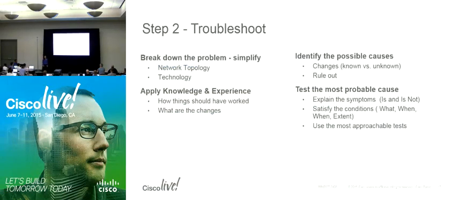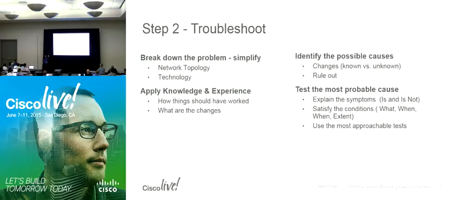So step 2, troubleshoot. I mentioned some of these earlier already. So break down the problem. The whole point to break it down is to simplify. A lot of issues start with "across the network, everywhere, everything's down." You know, we want to simplify it. We want to extract what really is relevant to the symptom, to the problem that's being reported.